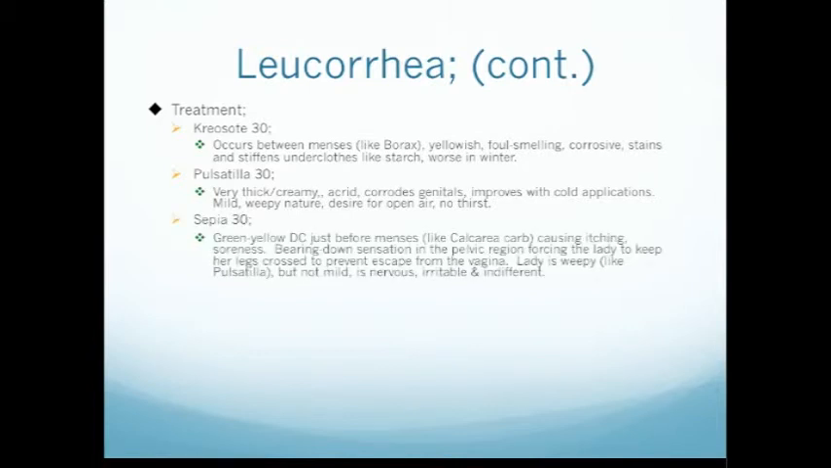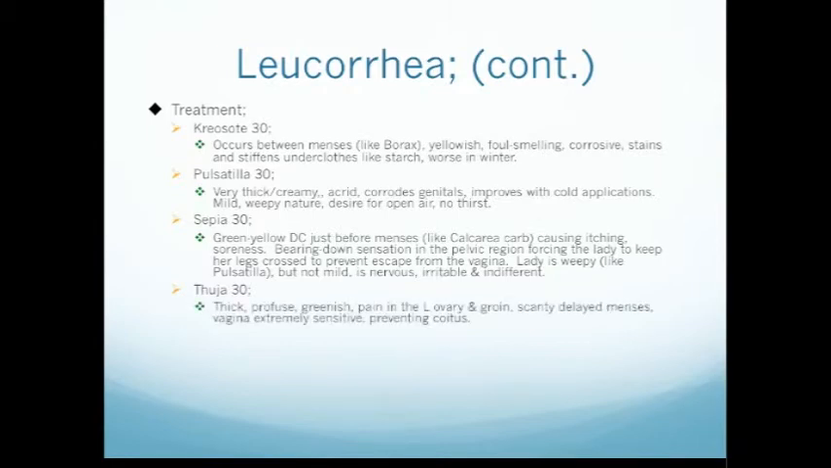Sepia 30 is good for a green-yellow discharge that comes on just before menses, like Calcarea carb, causing itching and soreness. There is a bearing down sensation in the pelvic region, forcing the lady to keep her legs crossed to prevent escape of the discharge from the vagina. The lady is weepy, like that treated with Pulsatilla, but not mild. She is nervous, irritable, and indifferent.